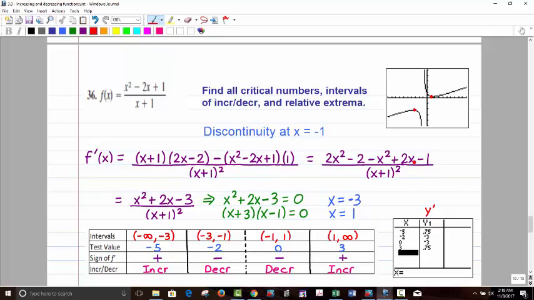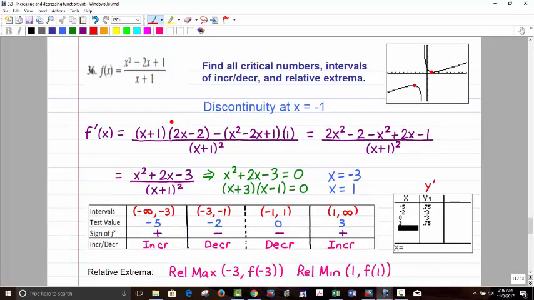Simplify the numerator, which we do need to do on these, because we're trying to set this equal to 0. So I simplify the numerator and combine like terms. I get x squared plus 2x minus 3 over x squared, x plus 1 squared. I set that equal to 0.